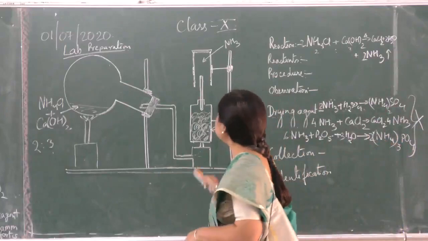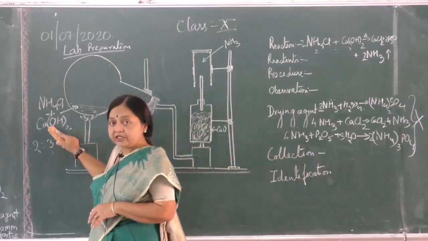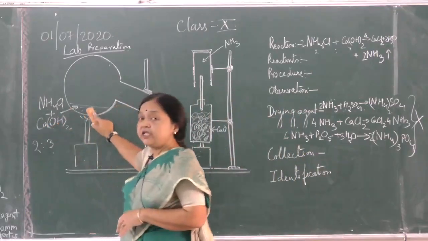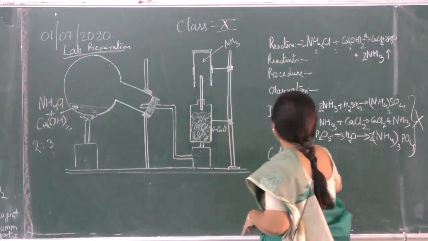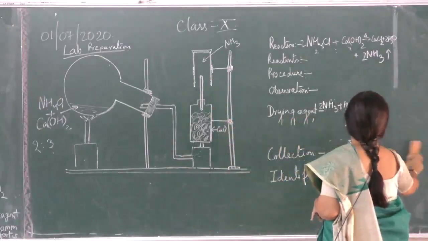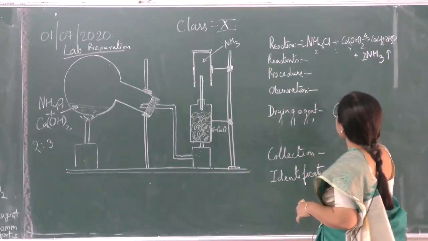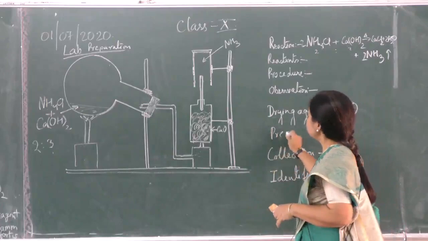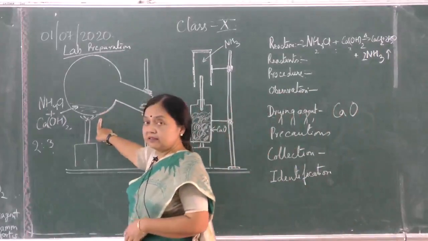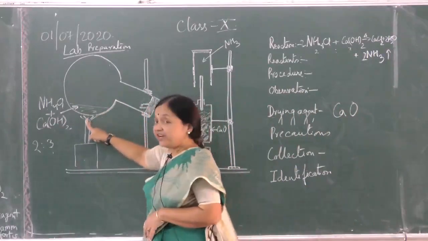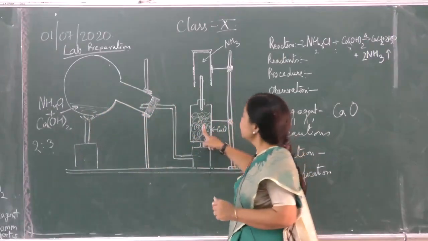What is used as a drying agent then? Another base, that is quicklime, CaO. Calcium hydroxide is called slaked lime. Slaked lime is used for preparation and quicklime is used for drying ammonia. Now, what were the precautions taken? The drying agent we are taking is CaO. The flask should be inclined, the apparatus gently warmed, and the drying agent has to be calcium oxide, another base.